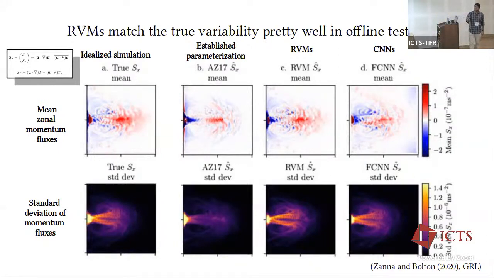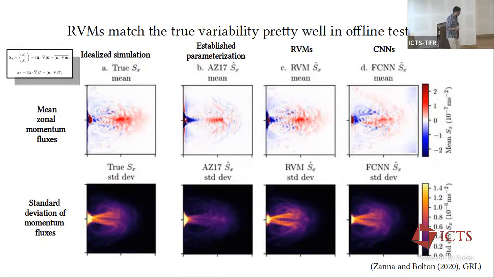Now, if you compare the standard deviation in time of these momentum fluxes, this figure shows the standard deviation. If you compare the true standard deviation with the standard deviation from the 3 methods, you'll notice that the true standard deviation matches pretty well with the standard deviation of RVMs and the CNNs. So basically your ML emulated variability matches the true variability quite well. But on the other hand, if you compare the parameterization, I'm not sure it's visible here, the standard deviation in the interior of the domain is pretty weak compared to the true standard deviation.